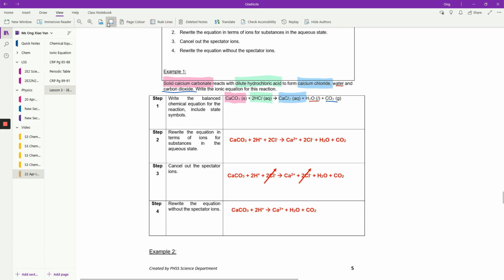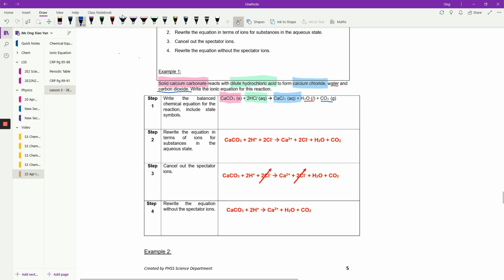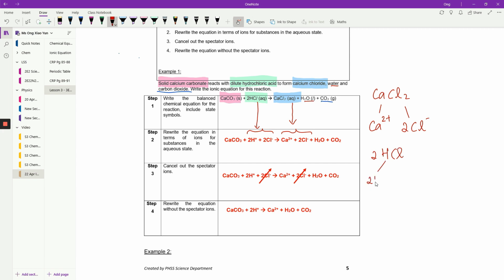So for this, we can write into aqueous ions. And aqueous calcium chloride, the ions are these. So be very careful. Calcium chloride means there is calcium 2 plus ions and 2 Cl minus ions. 2 HCl means there's 2 H plus and 2 Cl minus ions.